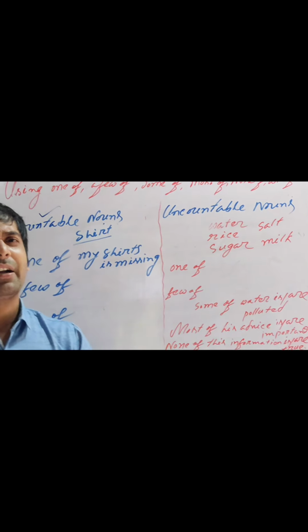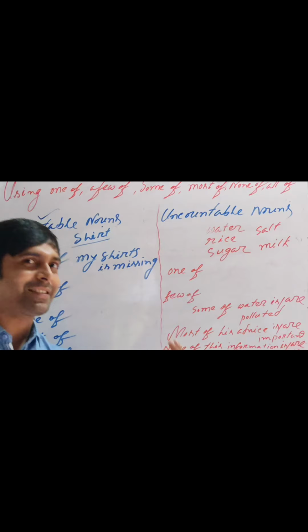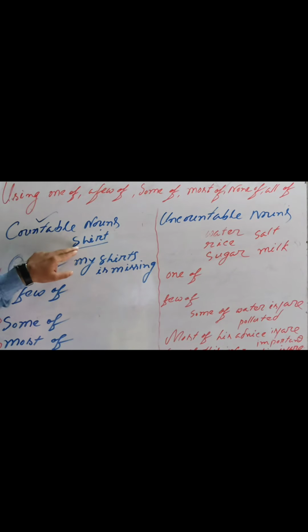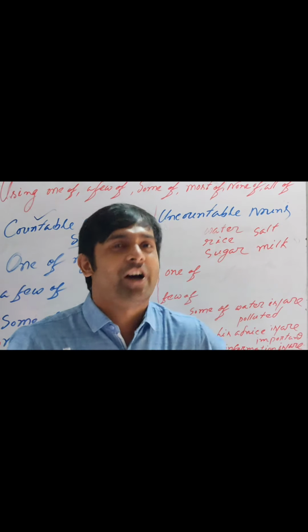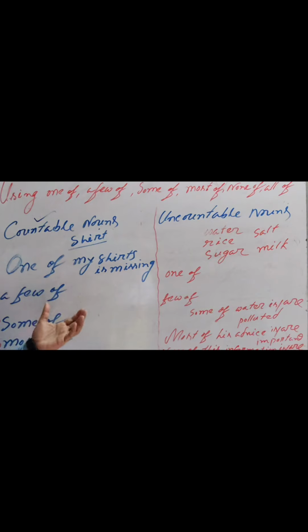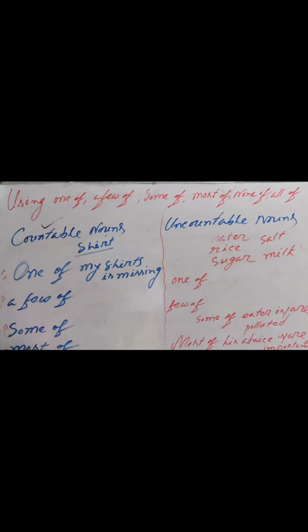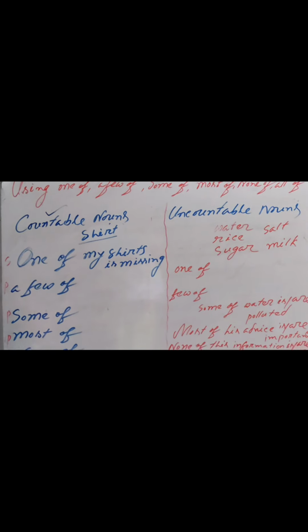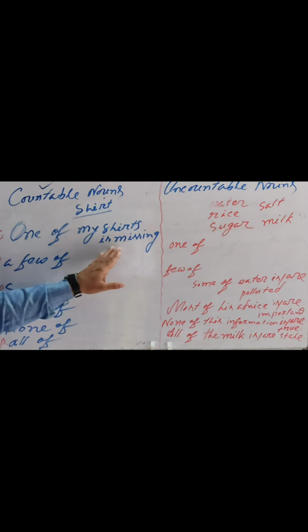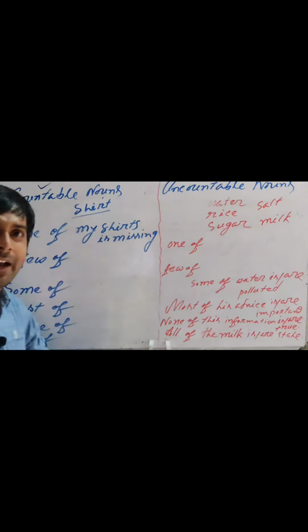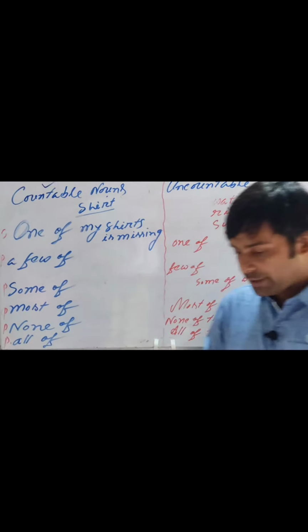This is one of my dress or dresses. That's up to me. However, is shirt countable? Yes, you are absolutely right. Shirt is countable. So when I would like to use one of, a few of, some of, most of, none of, all of, here is an example: one of my shirt is missing, or one of my shirts is missing. Which one is correct?